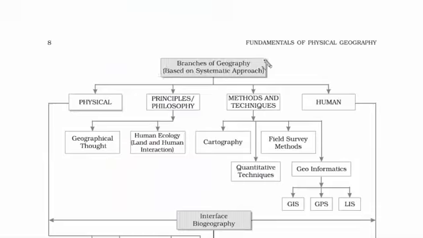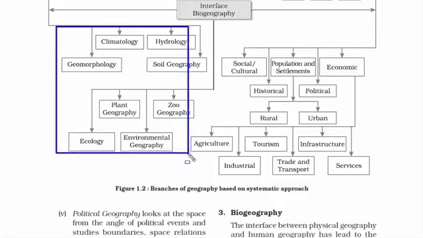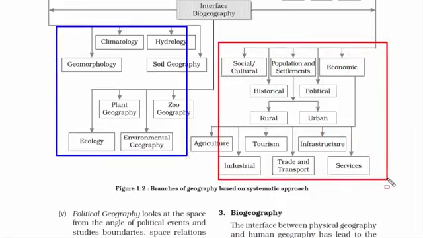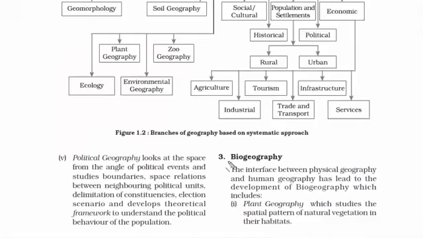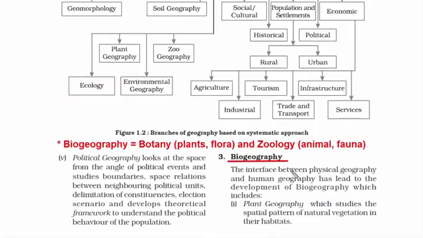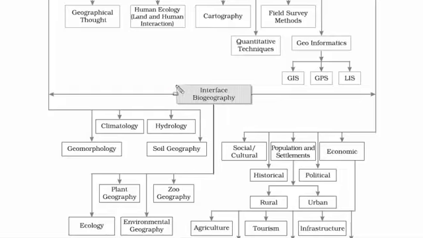So again, we have a picture that depicts the branches of geography. You have the physical, then you have the human on this side. Let me just draw that. So this is the physical aspect of geography, and here is the human aspect of geography. Now there is another branch called biogeography. In this, we are basically talking about plant and animal geography. In other words, we call it botany and zoology. Now the interesting part is that biogeography lies in between physical and human geography.